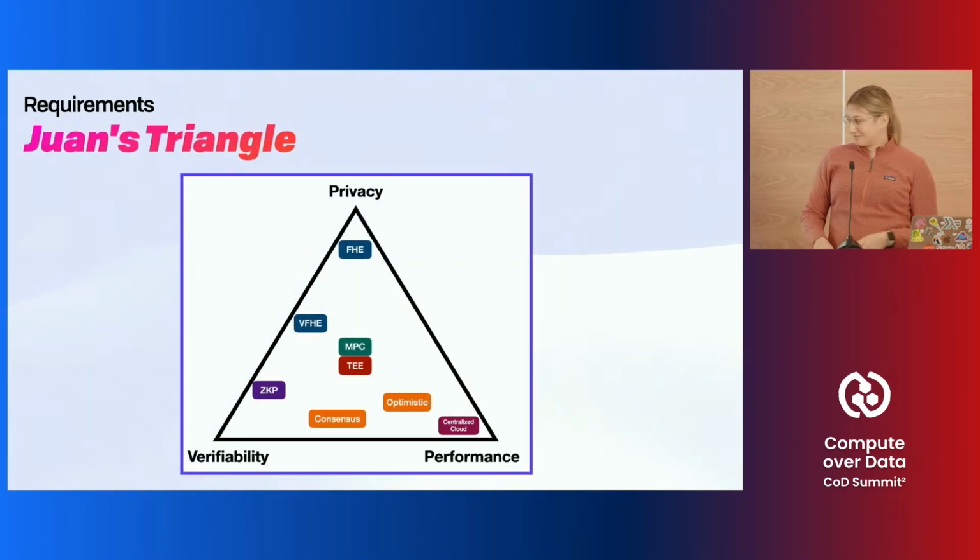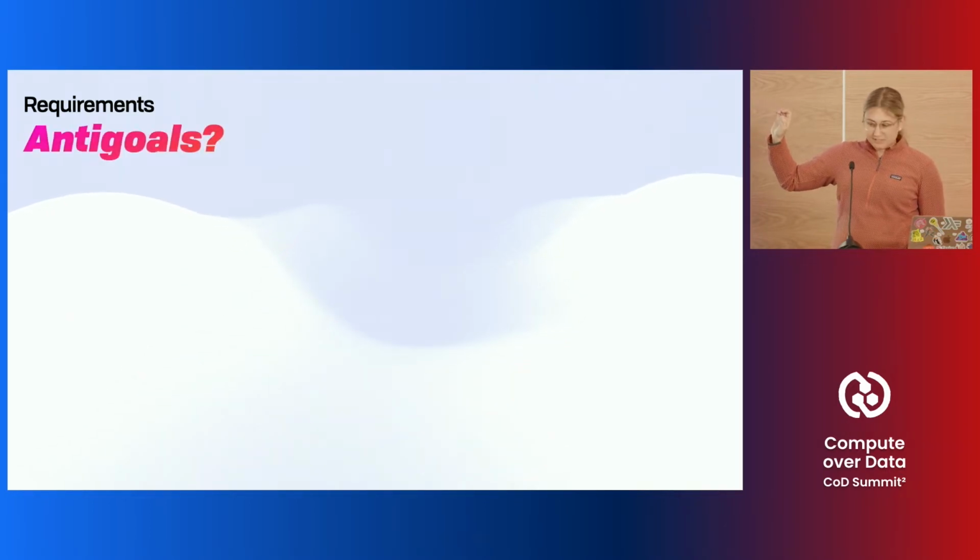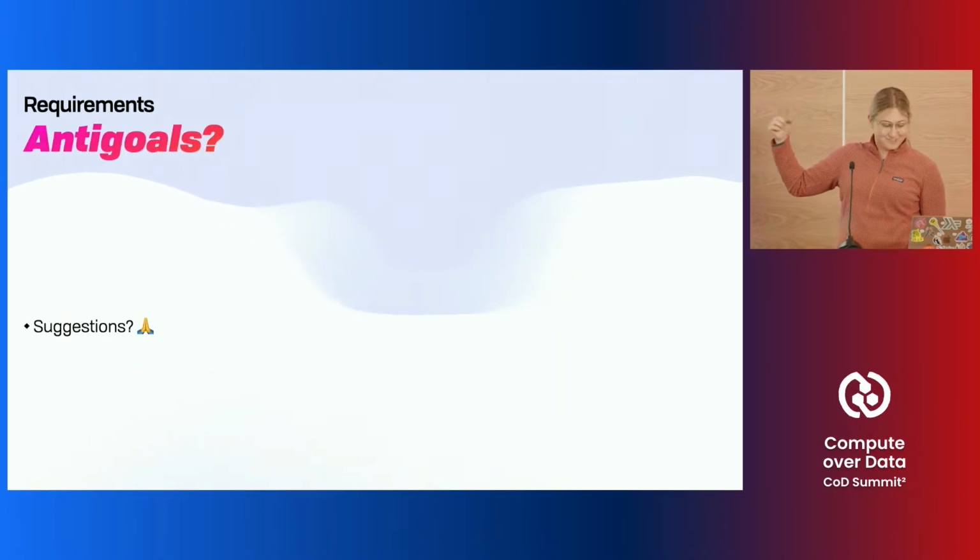I think you saw this graph a couple times yesterday: privacy, verifiability, performance. I actually think that there's one more on here, but this is the basic idea. Anti-goals, I actually have written up now. So this is from the presentation. We had a discussion in Reykjavik.